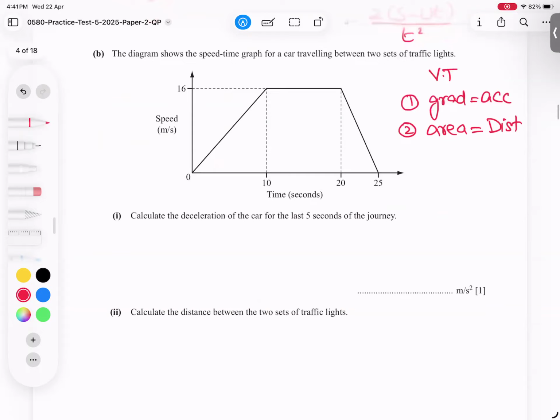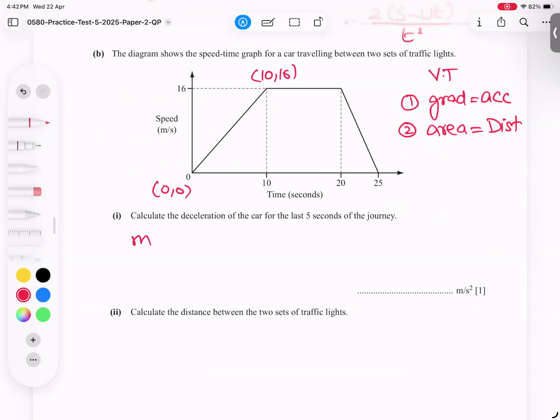So students, let's try to do it. He's asking for deceleration, so we are looking for acceleration. So use the gradient formula, but first of all, you give the coordinates. What is the x coordinate and y? x is 10, y is 16. So y is 16 and 0, 0.